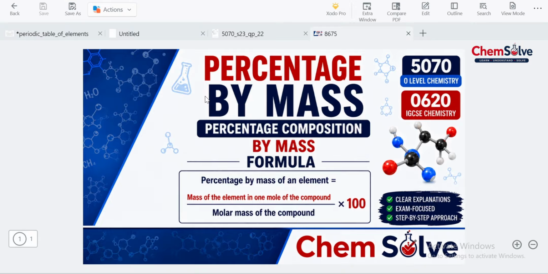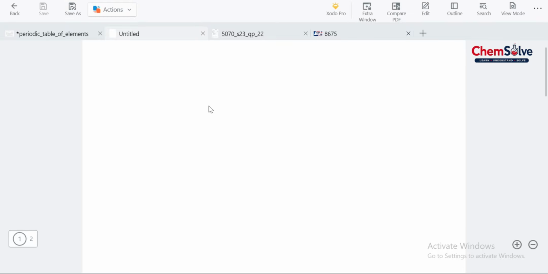Today we are going to do percentage by mass, which is also known as percentage composition. This is also a very important topic of the mole calculation, and you know that we are doing the mole series nowadays. And this topic is particularly important for the MCQs paper for both GCSE and IGCSE chemistry, as well as the theory paper. And the question comes in both MCQs and theory paper from this topic. So let's move towards the topic. We will discuss the formula first, and then we will do the numerical questions.